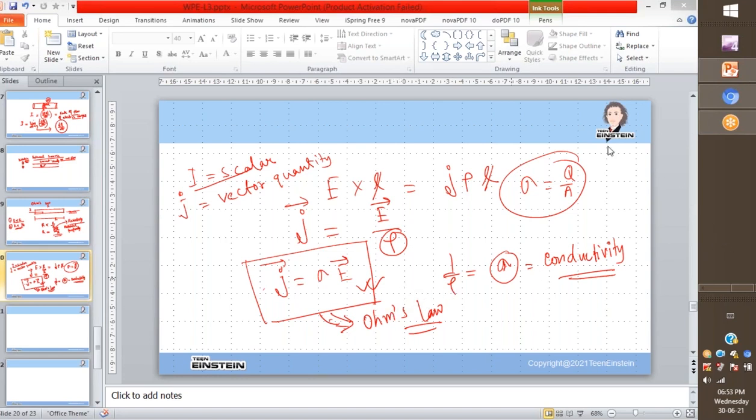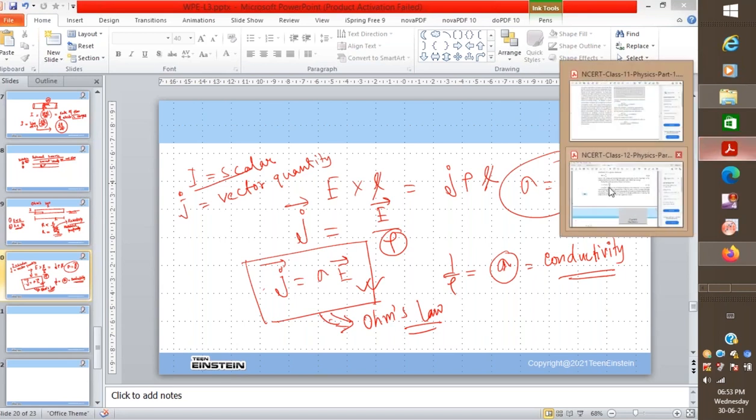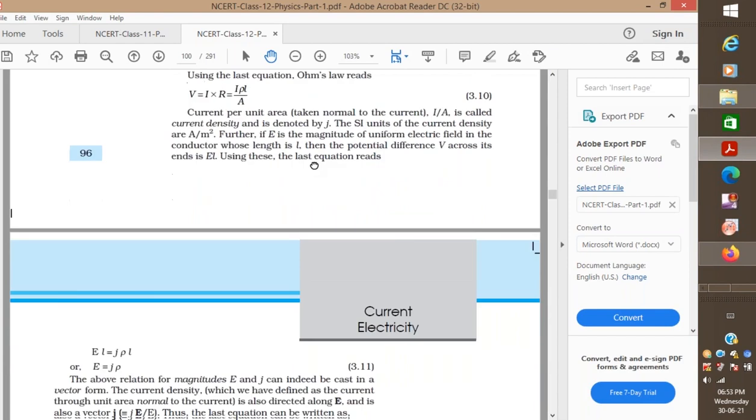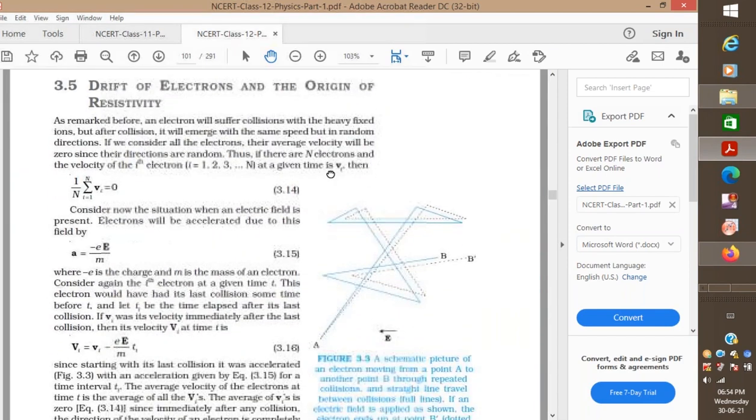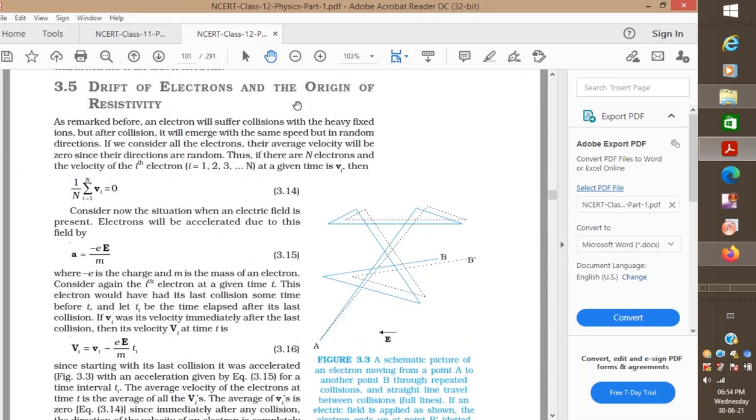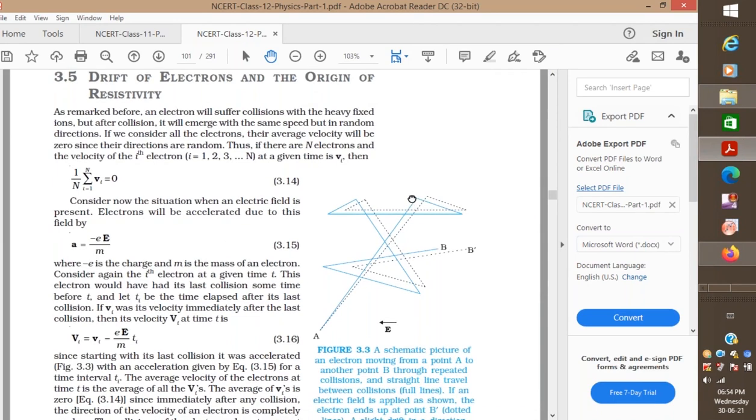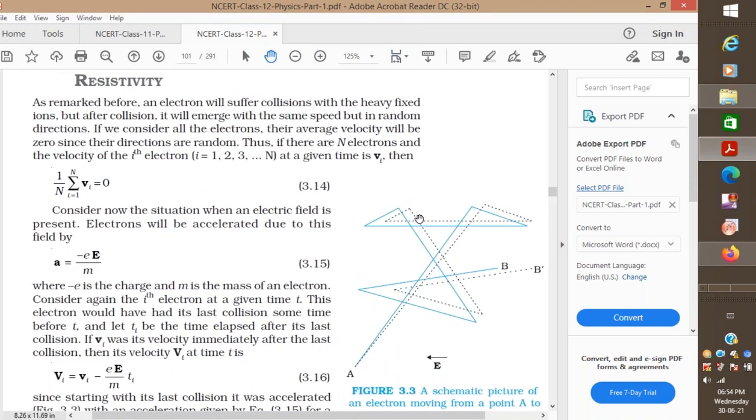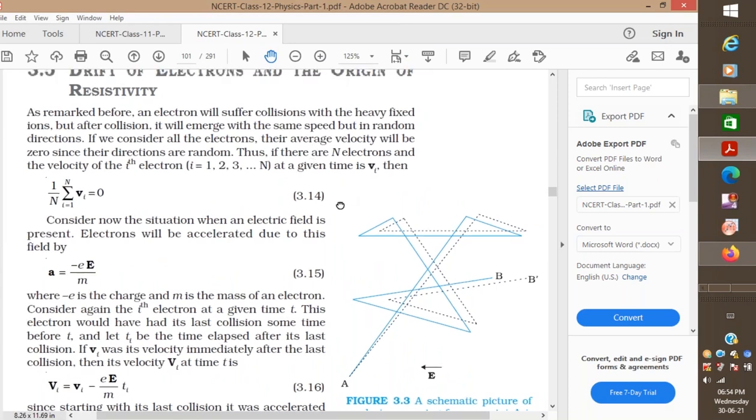Next section we'll be learning, this is again interesting: drift of electrons and the origin of resistivity. Because it is already 6:54, I'll not write too much here. I'll try to brief out the concept over here, and then wherever required, I'll write in my presentation.